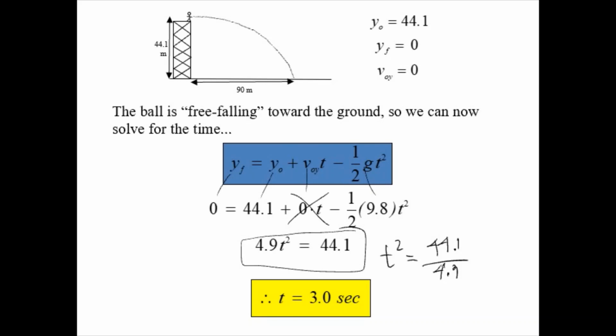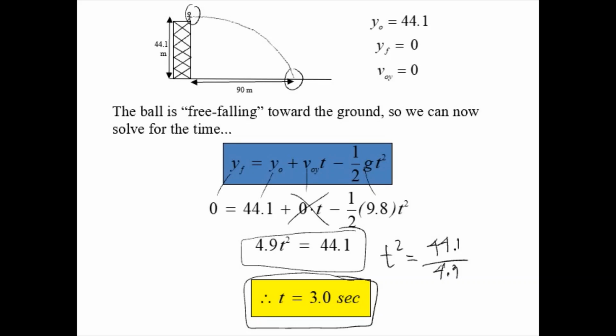Then I take the square root of both sides, and of course I get an answer here really of plus or minus 3 seconds. Obviously, time only goes forward. I can't have an answer of minus 3 seconds for the ball to go from here to here. And so the positive root in this case, 3, is the right answer. And we get 3 seconds for the amount of time it takes the ball to go from here to here.